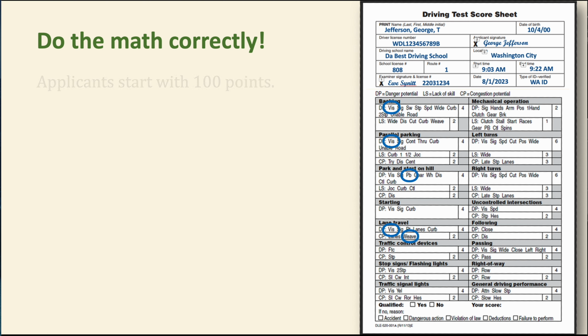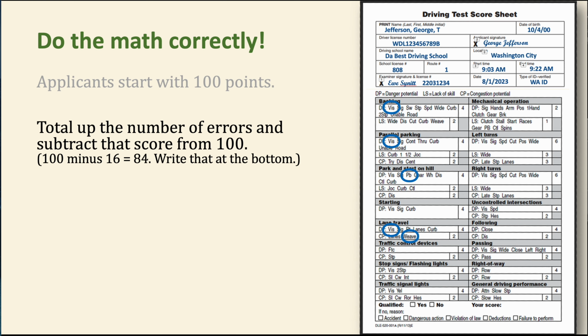Please also do the math correctly. Remember, applicant, it's a weird system. I don't care for it, but this is the system we're given. Applicants start with 100 points. You have to total up the number of errors and subtract that from 100. So in this case, 4 plus 4 plus 4 plus 4 is 16. Subtract that from 100, it's 84.